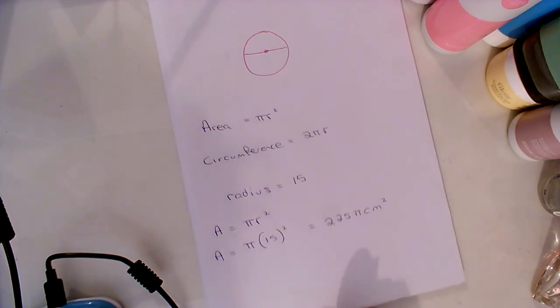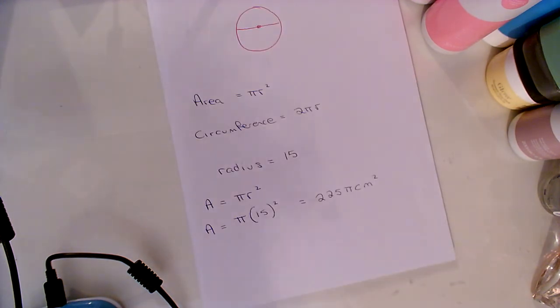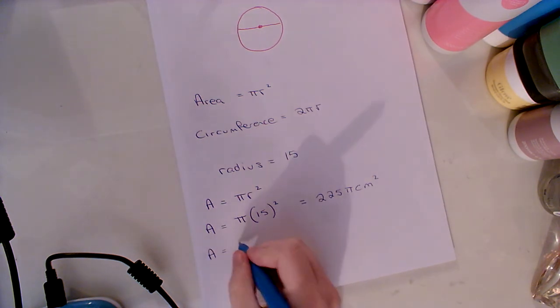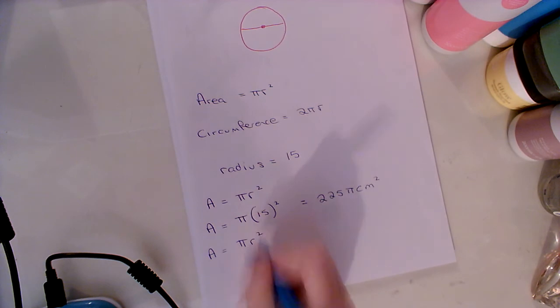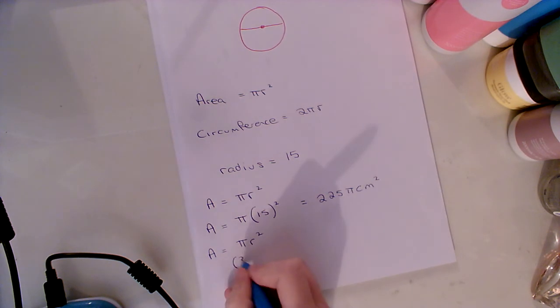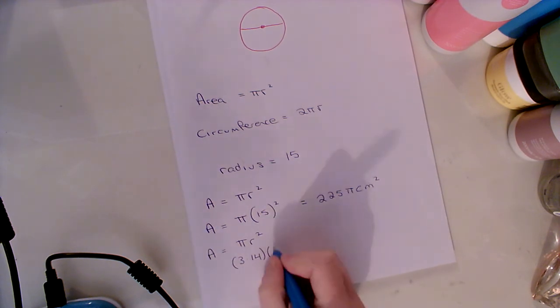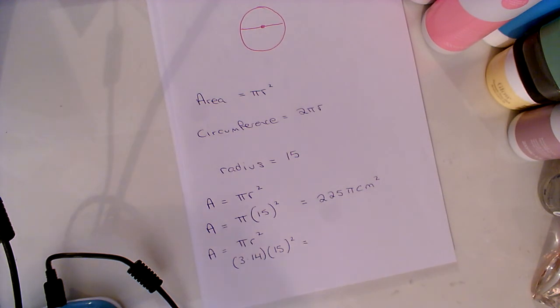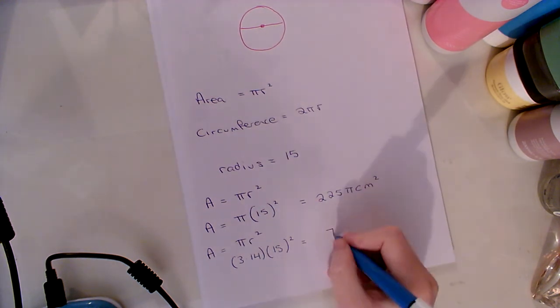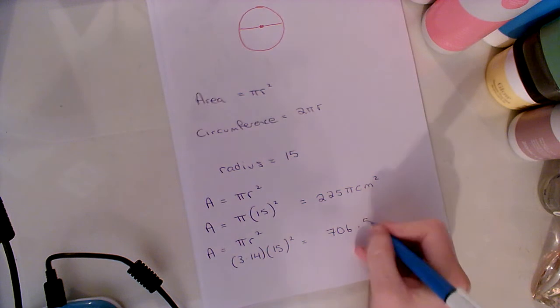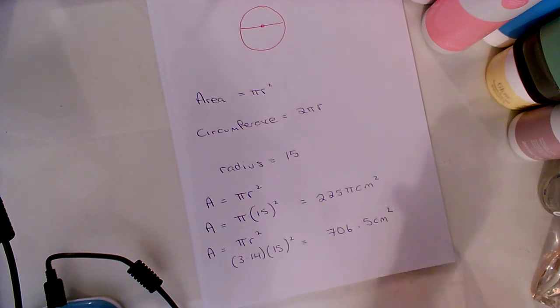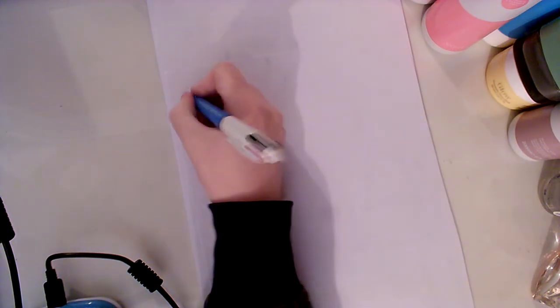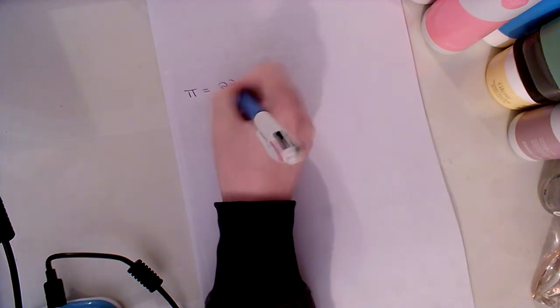Okay, then part 2 says take pi is equal to 3.14. So area is equal to pi r squared, so I have 3.14 bracket 15 squared. I put that into my calculator and I get 706.5 centimeters squared. Part 3 asks me to take pi is equal to 22/7.